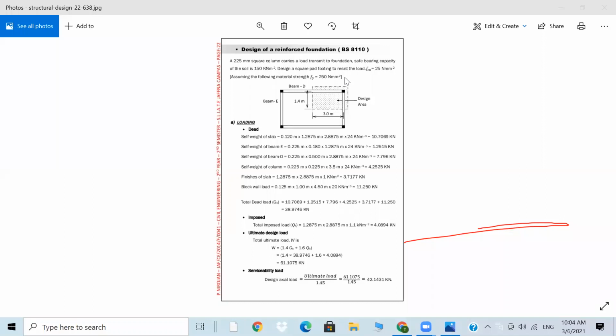So the ultimate design load is 1.4 times 38.9 plus 1.6 times 4.01, altogether it will be coming 61.075. The design axial load is the ultimate axial load divided by 1.4, so that will be coming 42.14, because we don't design the foundations for the ultimate limit state, we only design for the serviceability limit state, so you can divide by 1.4.